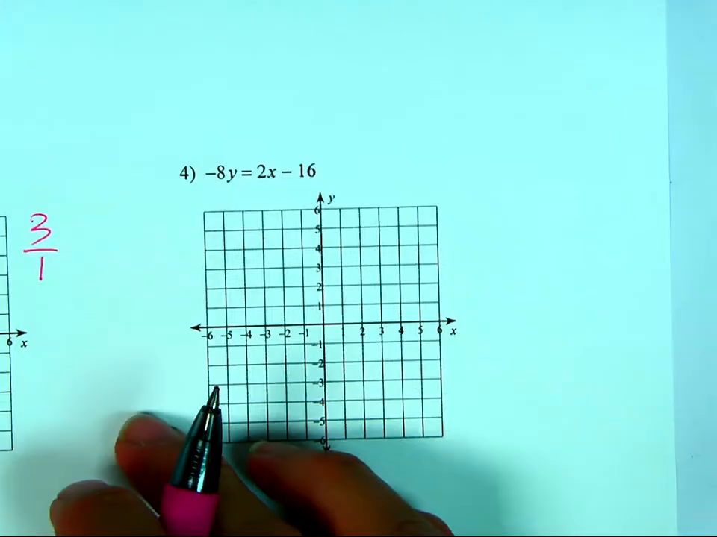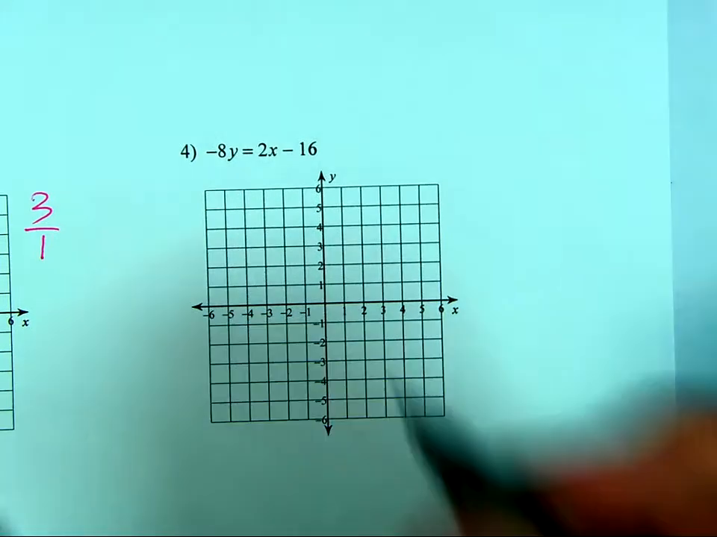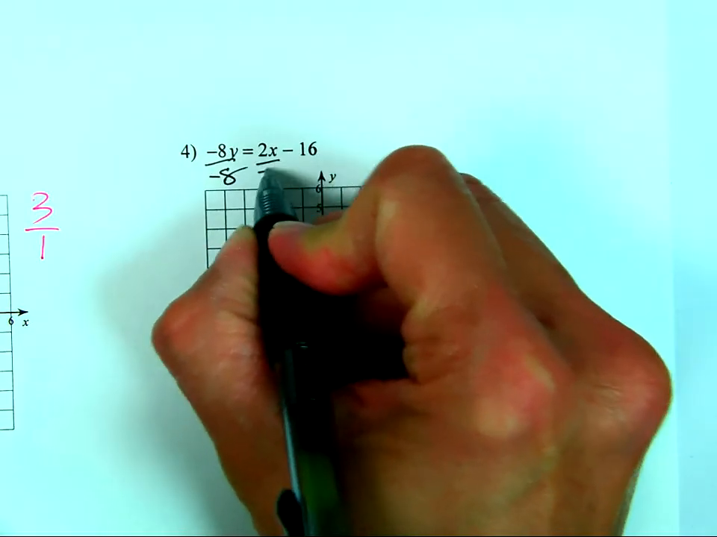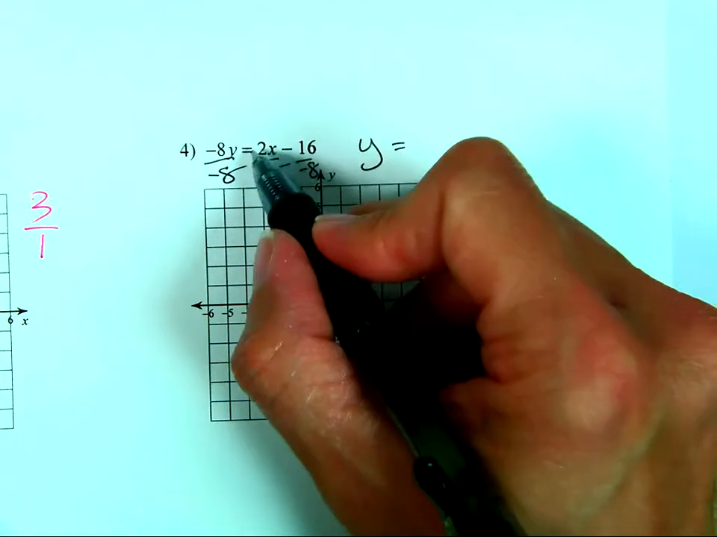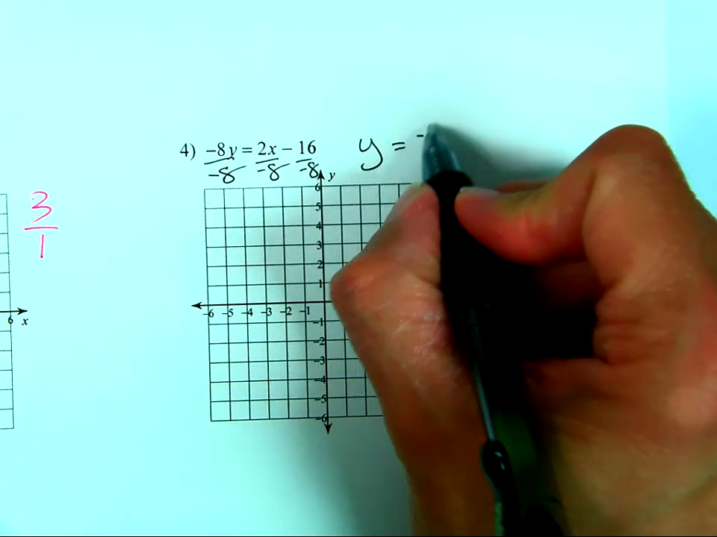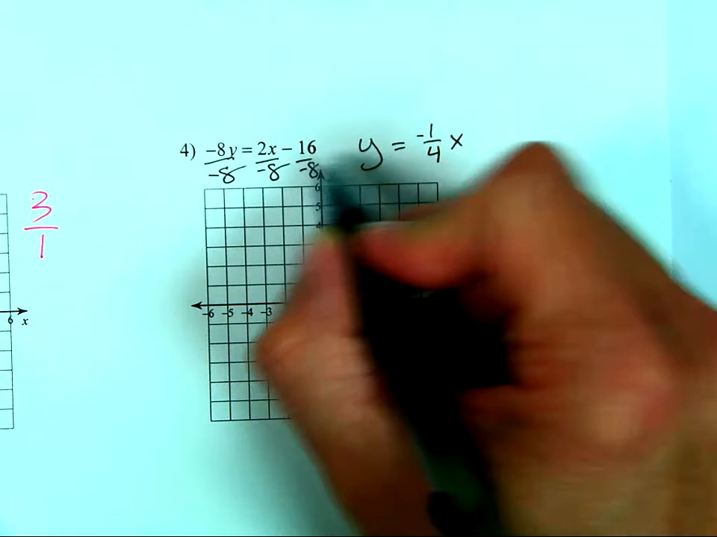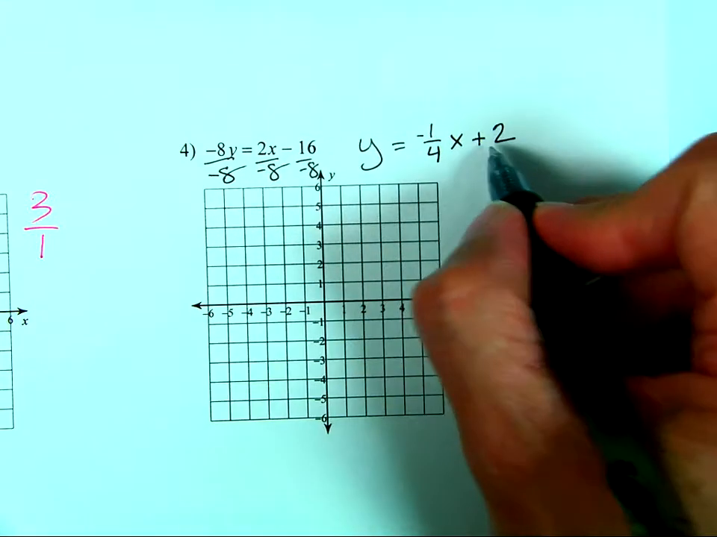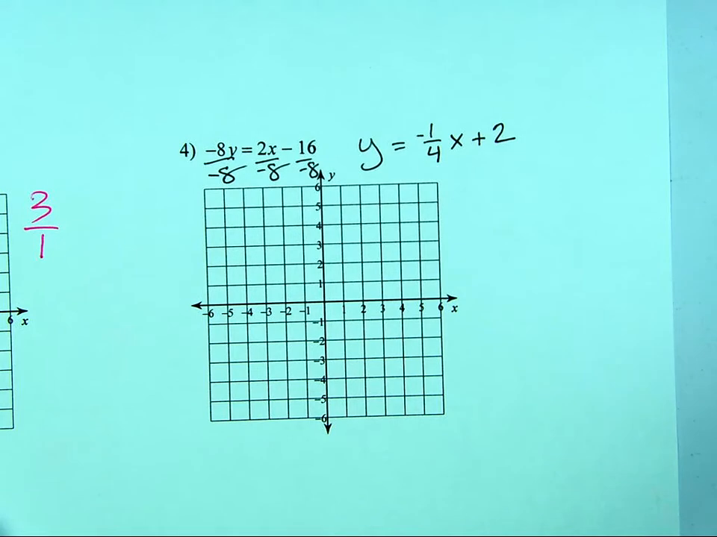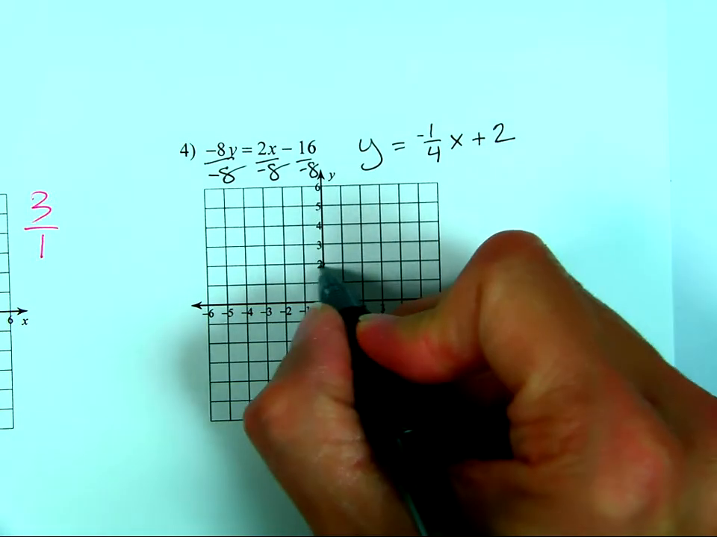Okay, last one. Definitely need to get y alone here. We're going to divide everything by -8. And when we do that, we get, if we reduce this right here, 2/8 is the same as 1/4. And 16 divided by 8 is 2. It's a negative divided by negative, so that actually makes it a +2. So our y-intercept is right there, 2.